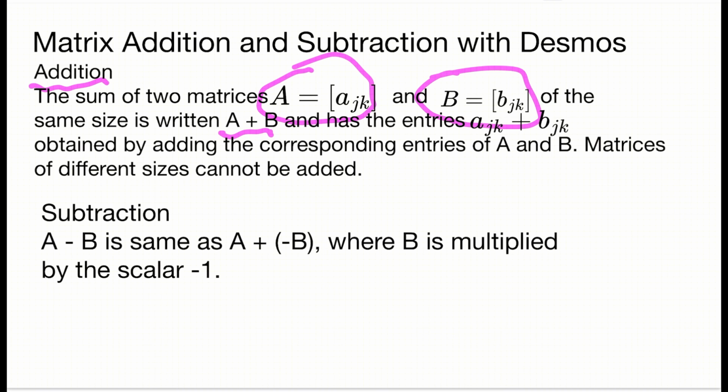And all you do in addition is add A and B together. Each of these elements, A sub jk and B sub jk, just get added together individually, and that becomes your new matrix of the same size. Subtraction is very similar. A minus B is the same as A plus minus B, where B is multiplied by the scalar minus 1. So really you just take the difference of the individual elements to give us the subtraction.